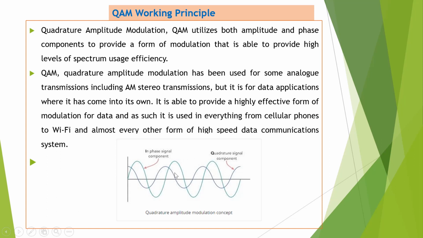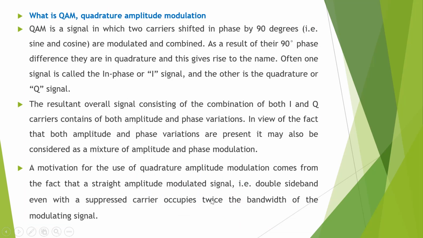So in-phase signal components are present over here and quadrature signal components are present over here. QAM is a signal in which two carriers shifted in phase by 90 degrees are modulated and combined. As a result of that 90-degree phase difference, they are in quadrature, and this gives rise to the name. Often, one signal is called the in-phase or I signal and the other is called the quadrature or Q signal.